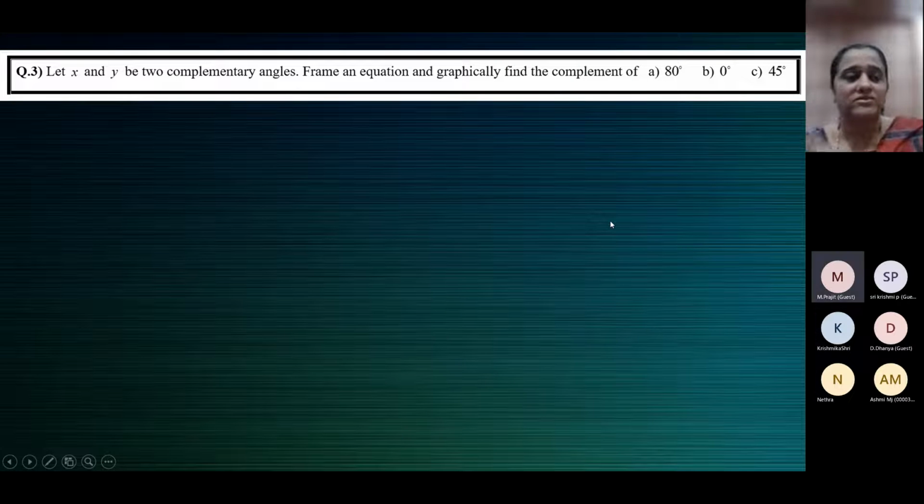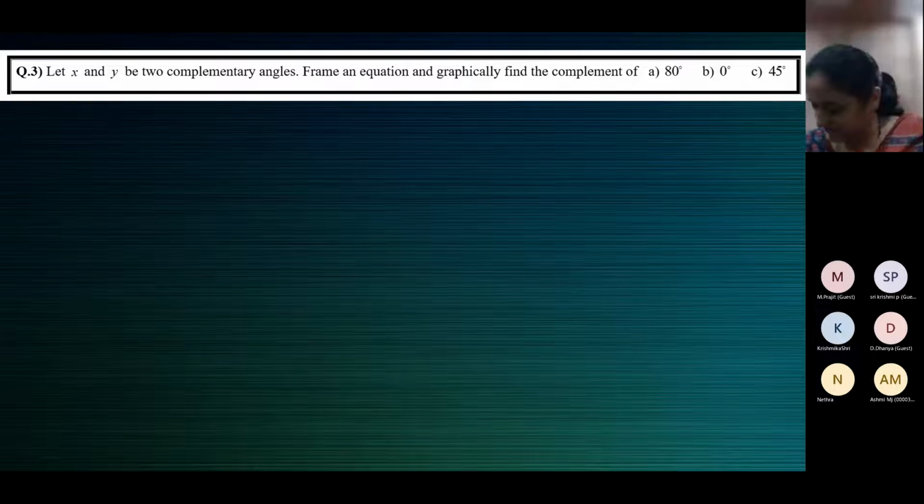Okay. So let's discuss the answers. This is the first one, right? Please look into your notebook. This is the first one, right? Yes, ma'am. Okay. So let X and Y be 2 complementary angles. What are 2 complementary angles?